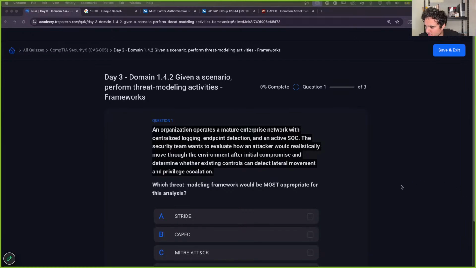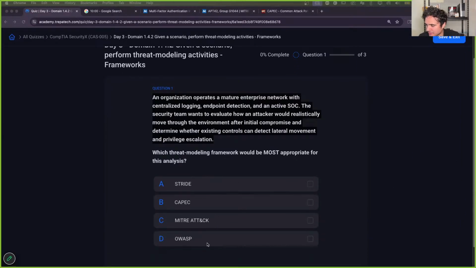So already off rip, I'm going to get rid of A, I'm going to get rid of D. Because A is just like that whole system narrative where it's like this system, let's look at what every letter in that acronym stands for. Elevation of privileges, denial of service, okay? So not going to be that. It's not going to be OWASP either, because that's just web applications, period.